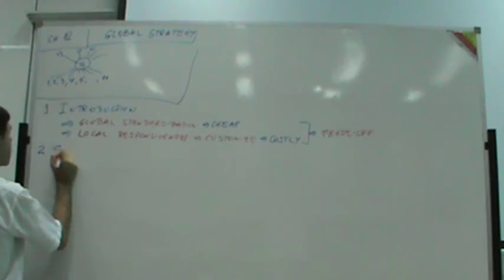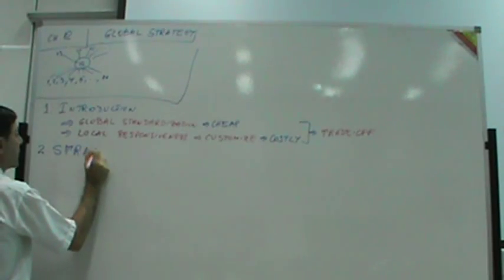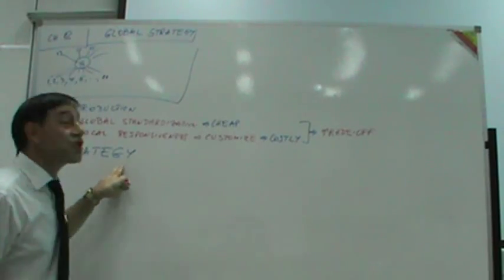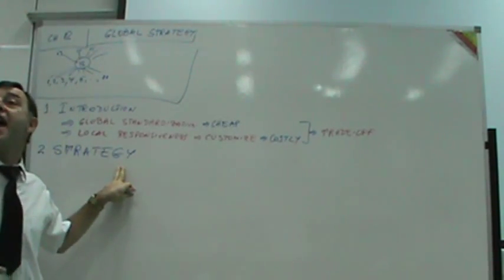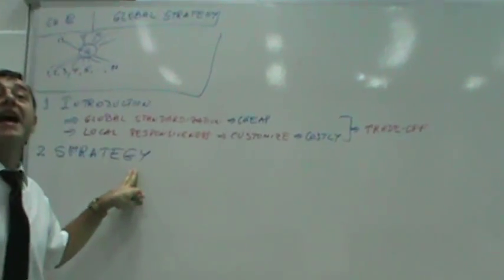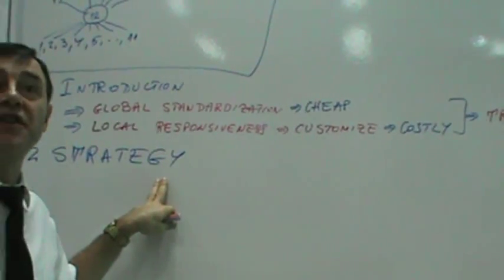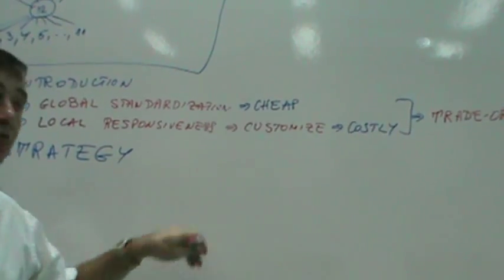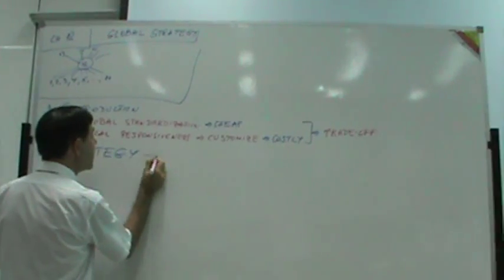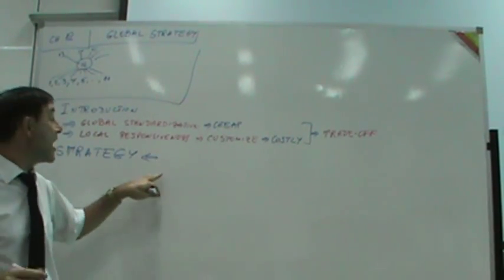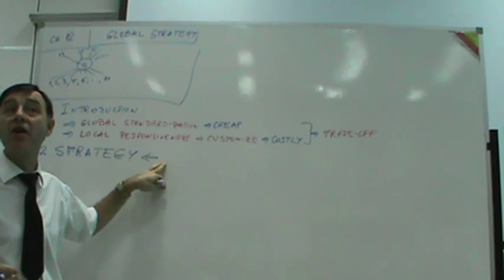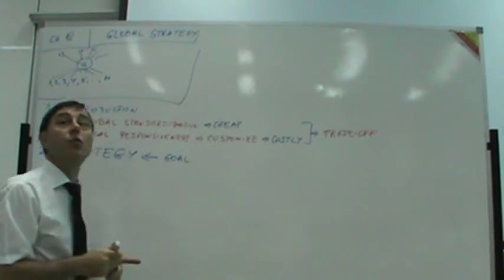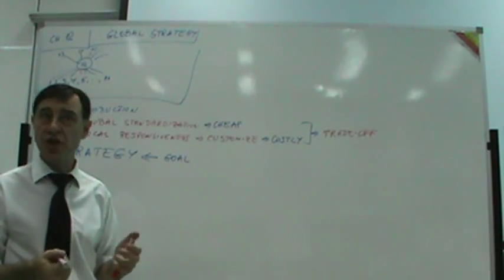Strategy. So, strategy represents the actions that a business chooses or undertakes to achieve its business goals. So, strategy is driven by and determined primarily by the business goals. What is your goal? What is it you're trying to achieve?